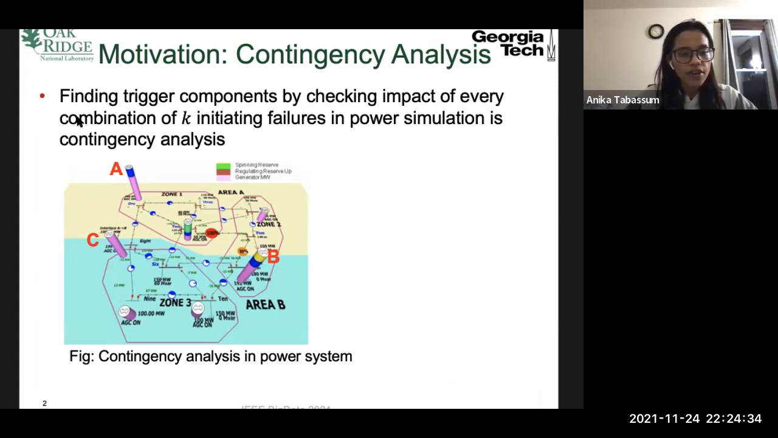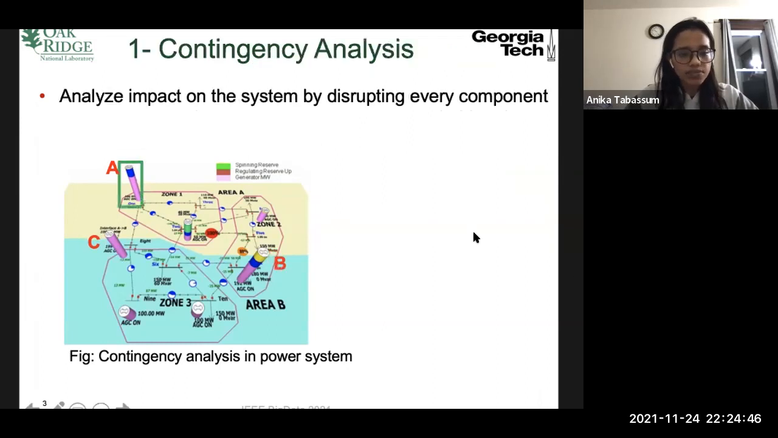The trigger components in such contingency analysis are the components which, when disrupted, initiate high impact on the system. For example, this figure shows a small demo of how contingency analysis can be performed in power systems, where the vertical bars like A, B, C show transmission substations.